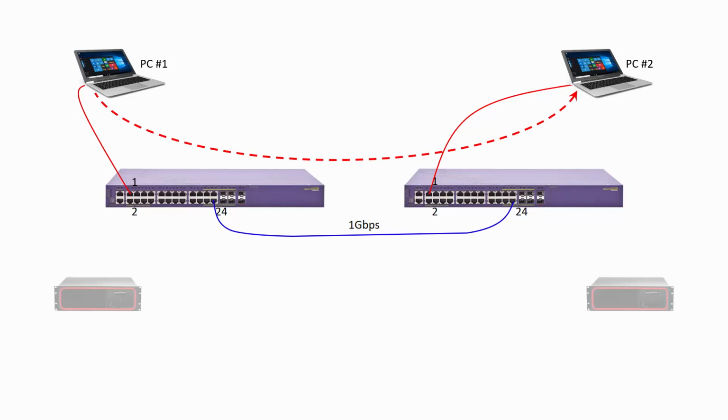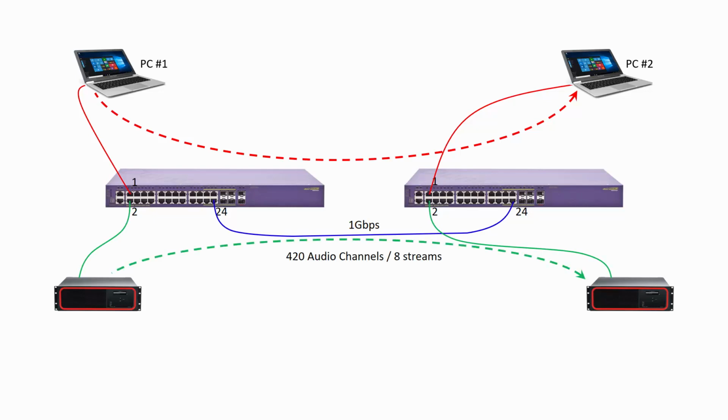Next, we have 2 T0 AVB devices connected to port 2 of each switch. The T0 devices have been configured to transmit 420 audio channels through 8 AVB streams in one direction, using approximately 690 megabits of bandwidth. The AVB streams and the data transfer between the 2 computers are going to pass over the trunk at the same time.